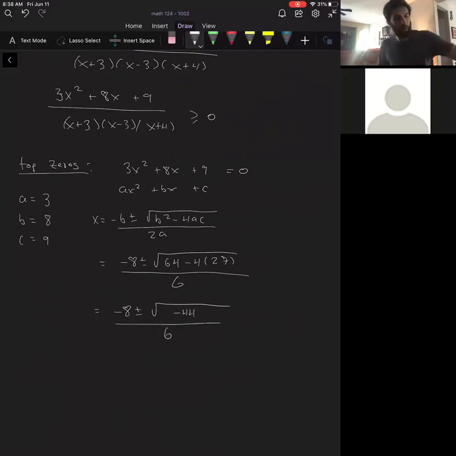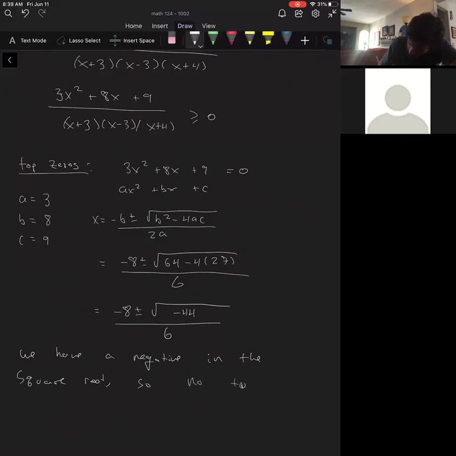However, before when we were doing the i and stuff, we don't do the i for these types of problems. Since we have a negative in here, whenever you're dealing with these inequalities, you don't use an i. For this situation, we have a negative in the square root. So no top zeros. Okay, so we don't have any top zeros for this problem.